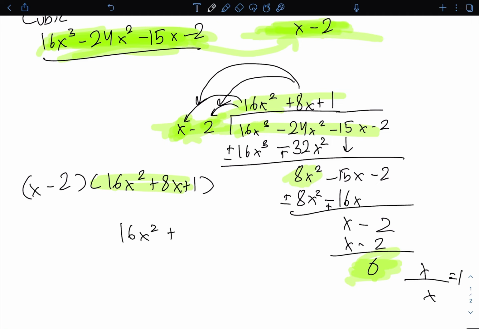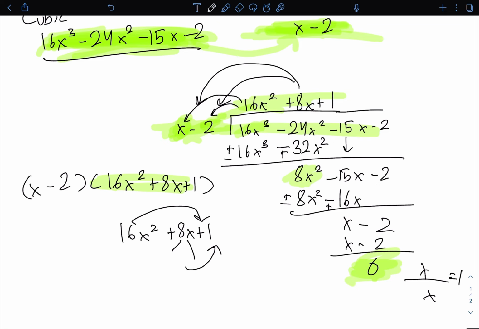Well, 16x squared, I'm just going to do this very quickly. You multiply this and you have to break this into two things so that they add up to this. Well, that's very easy. I have to reach 8. I hate middle term breaking. I really have to think.